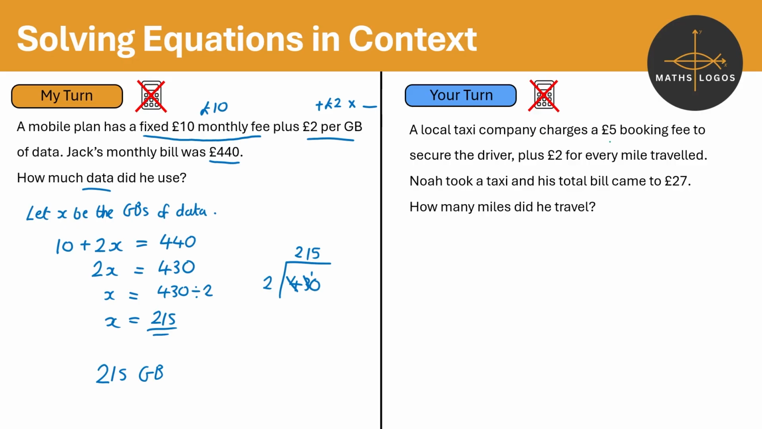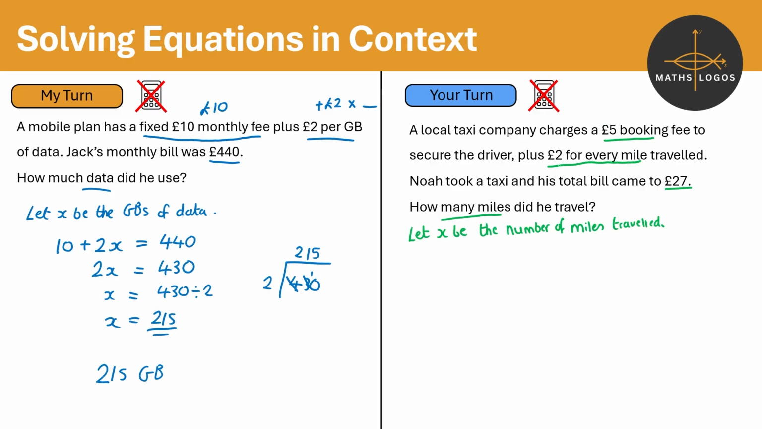A local taxi company charges a £5 booking fee to secure the driver, plus £2 for every mile travelled. Noah took a taxi and his total bill came to £27. How many miles did he travel? Let's start by assigning our unknown. Well, we get that from the last line of the question. How many miles did he travel? So we'll say let x be the number of miles travelled.